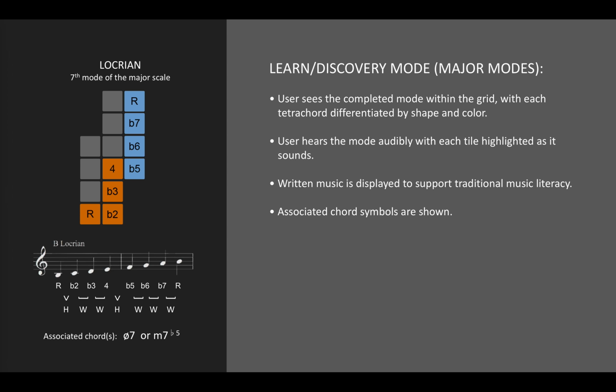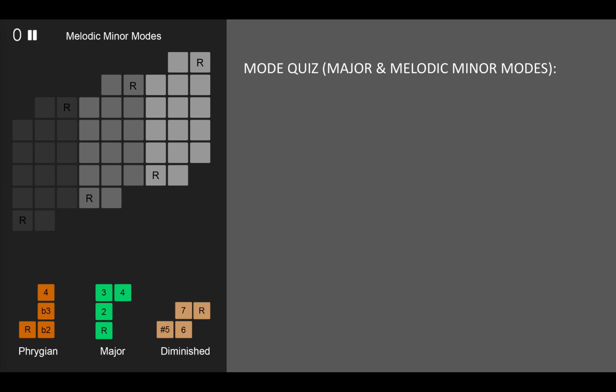It goes from B to B, keeping C as our parent scale. It highlights the flat twos, the flat threes, and the half steps and the whole steps. And then at the bottom, it shows the associated chord symbols that one could use this scale either as a melody or an improvisation on. So that's that user journey.